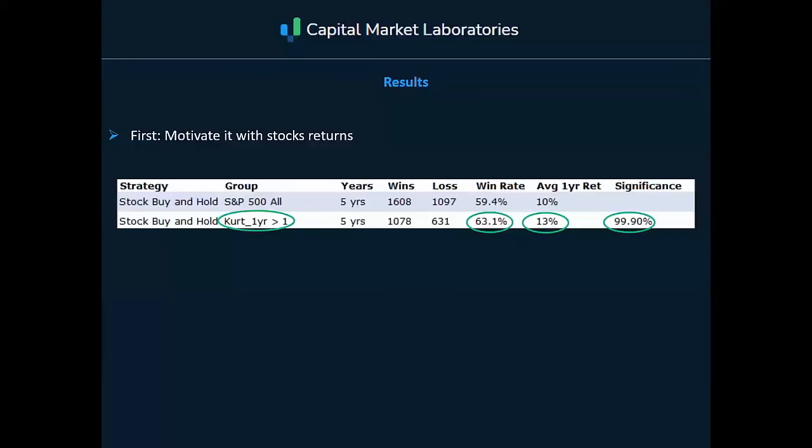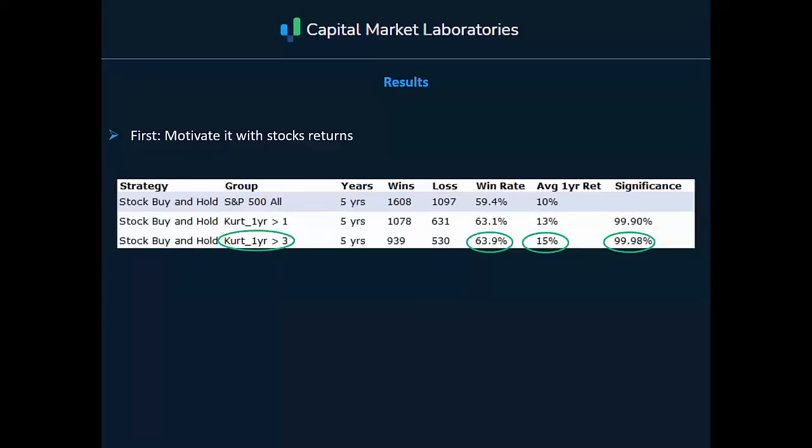Okay, let's say I said, that's interesting. Do you remember when I said the tail of the tails? Remember that? The tail of the tails. What if I said the upside kurtosis, the net kurtosis, was greater than 3? And again, for those of you that are statisticians, that'd be greater than 6. It's relative to the normal. All of a sudden, the win rates went from 63.1 to 63.9. The average return went from 13% to 15%. Statistical significance rose.